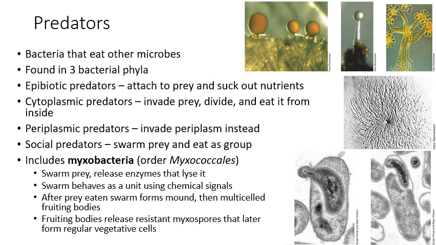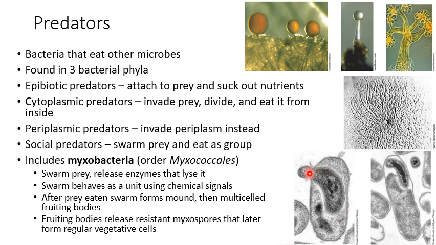Once they have found a prey, swarmed it, and eaten it, the swarm is going to continue accumulating, and the bacteria will continue moving in towards a center and aggregating, and they're going to end up forming a mound. And ultimately, from that mound, they'll produce fruiting bodies, which are interesting because they're actually multicellular. Then those fruiting bodies will release myxospores that are resistant to a lot of different environmental conditions. And later on, each one of those myxospores will turn into a new regular bacterial cell, which would be called a vegetative cell.